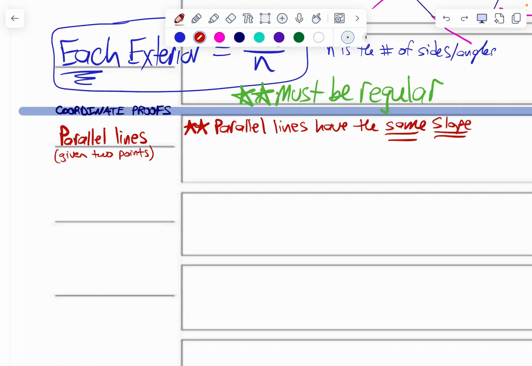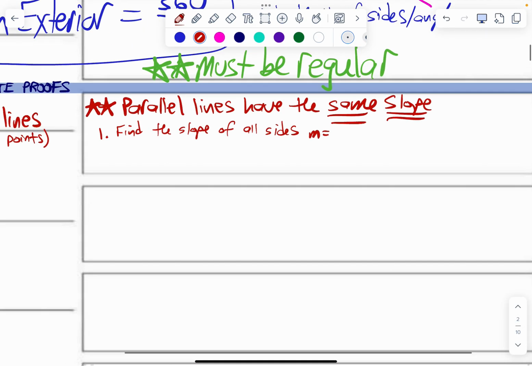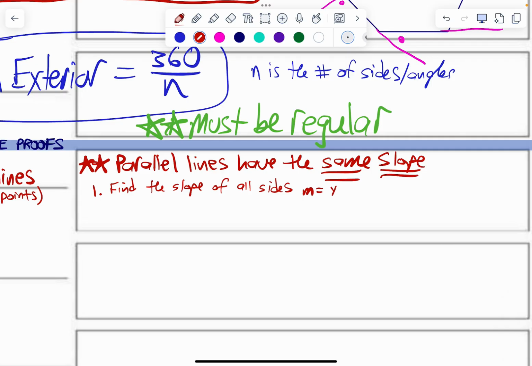So find the slope and see if they're the same. A couple of details with that though. So find the slope of all lines. Let's call them sides instead of lines. And we can put this as a quick reminder, m equals y2 minus y1 over x2 minus x1. We'll review what those are in a second.